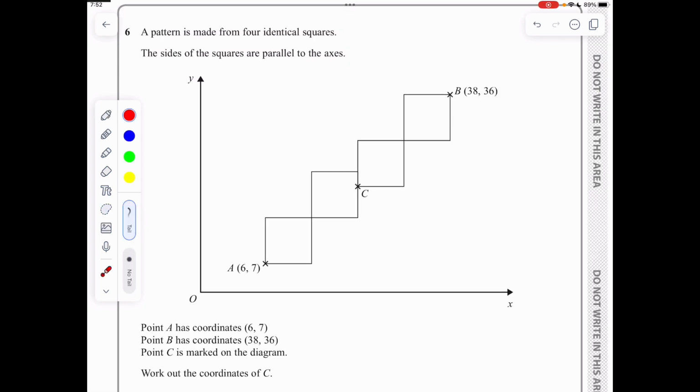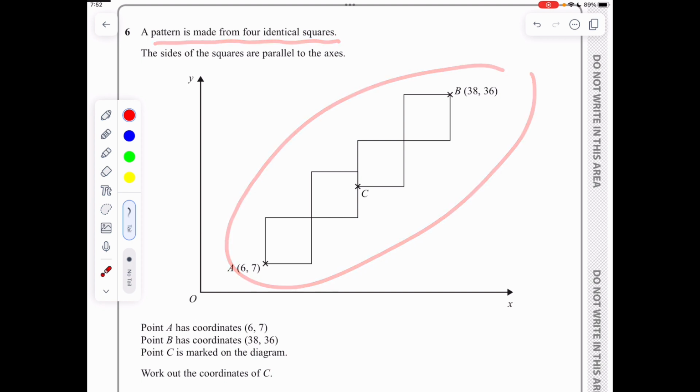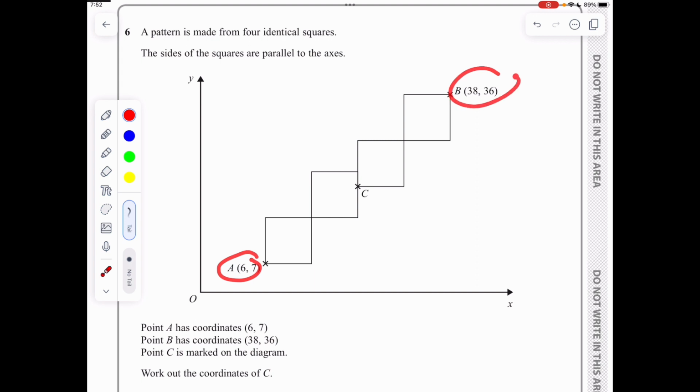In question 6, we've got a pattern made from 4 identical squares as shown here. We've got the coordinates of point A and point B, and we need to work out the coordinates of point C. So let me start by considering the x coordinates of A and B. So from 6 we go to 38. Each of these is a square, so I can call its base length to be x. So we've got x plus x plus x plus x. So in other words, I can simply say that to go from the x coordinate of A to the x coordinate of B, I will have to add 4 x's.